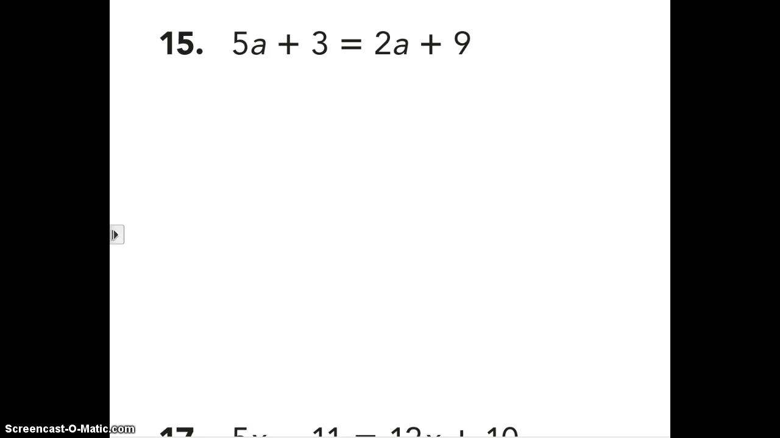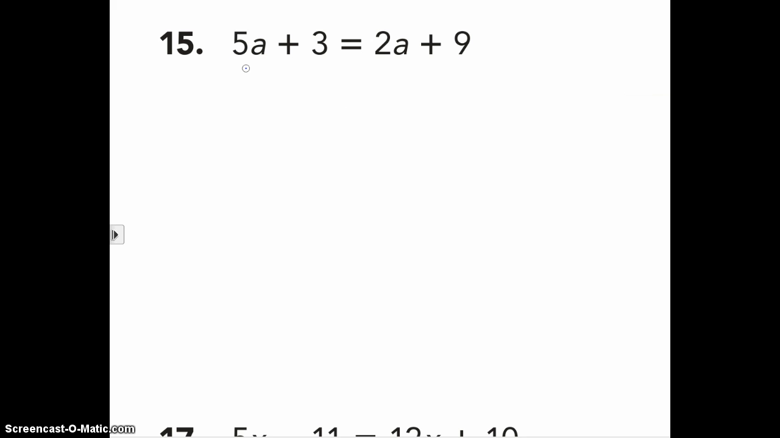This video is section 4.2 and it covers solving equations with variables on both sides. You'll see this example here, number 15, has a variable term with 5a on one side of the equal sign and 2a on the other side as well. To handle this, we want to get rid of one of the variable terms.